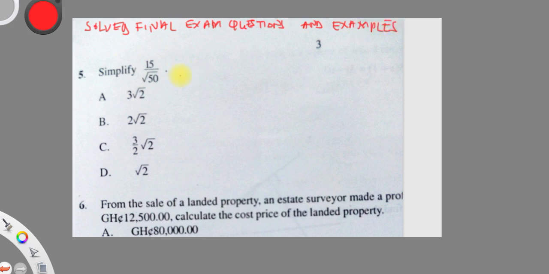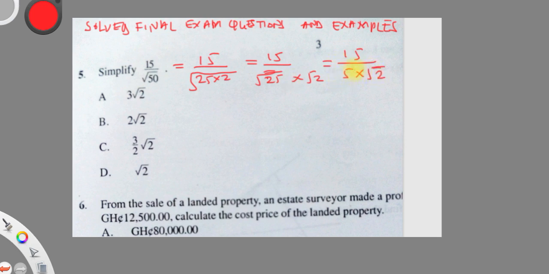Okay, so let's consider this question. Simplify square root of 15 over square root of 50. So this is the same as 15 over square root of 50. Square root of 50: the highest perfect square factor of this is 25. So this is 25 times 2. So you get 15 over, you can separate them, square root of 25 times square root of 2, which is equal to 15 over 5 times square root of 2.